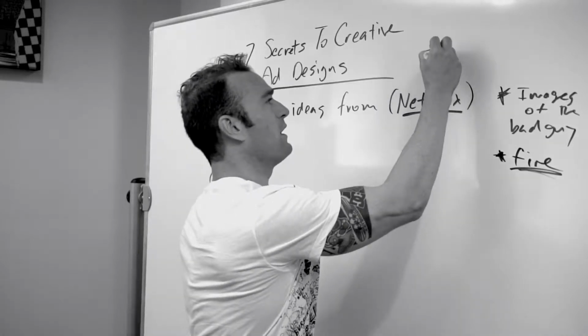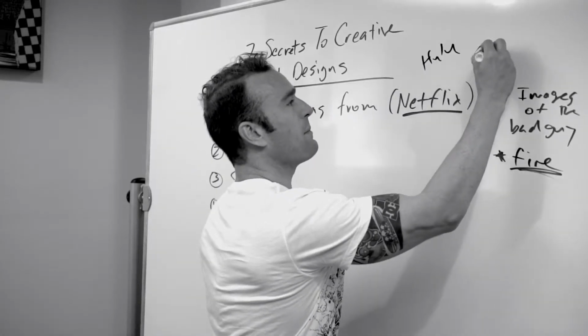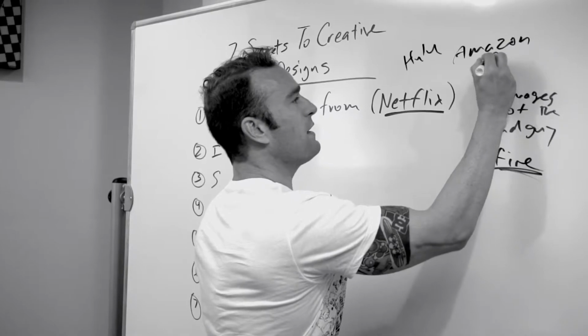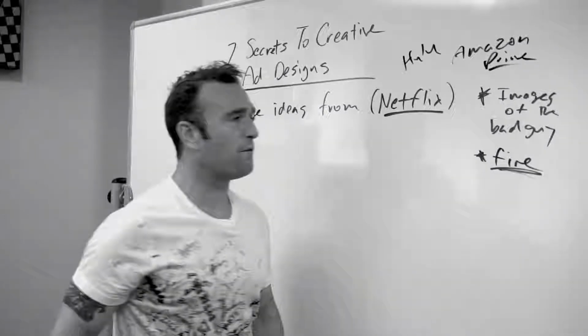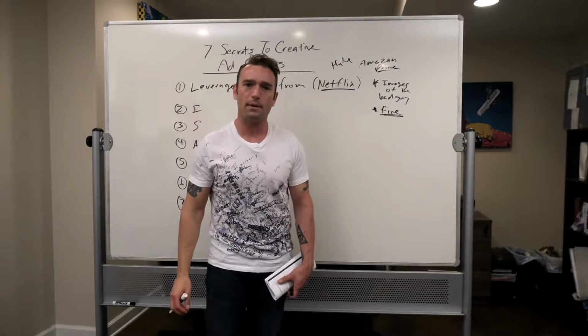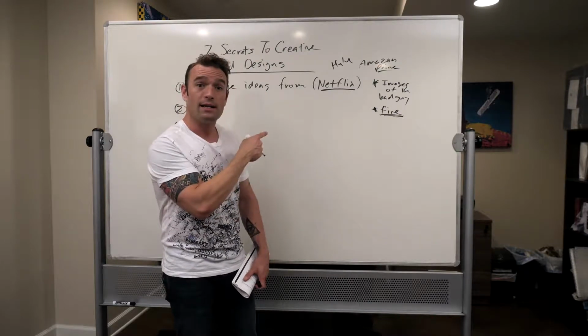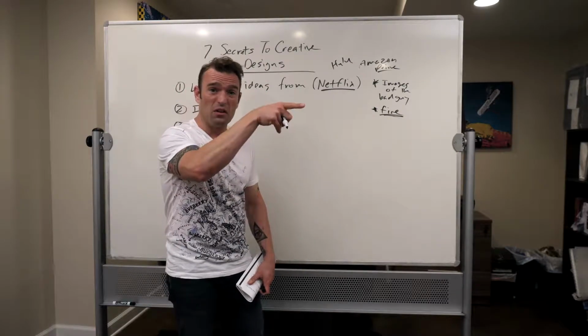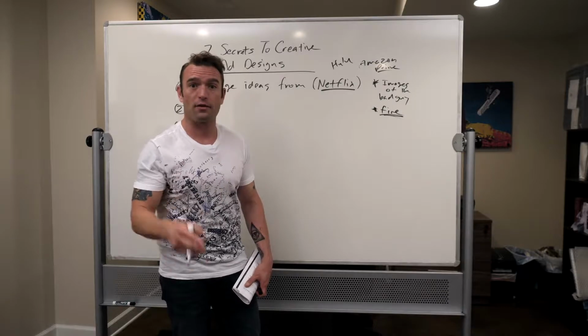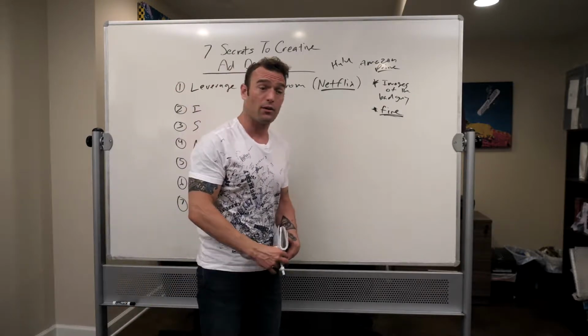If you look at Netflix, Hulu, Amazon Prime, all of these companies are super well-funded, super smart marketing companies. They spend a lot of time and money testing this stuff. So you can just look at their stuff and model it, and then you don't ever have to worry about trying to figure all that out on your own.